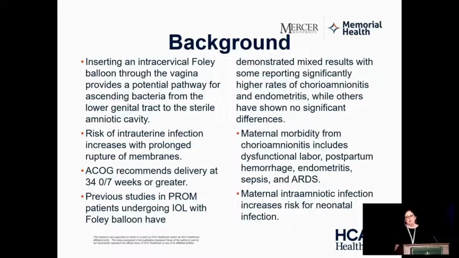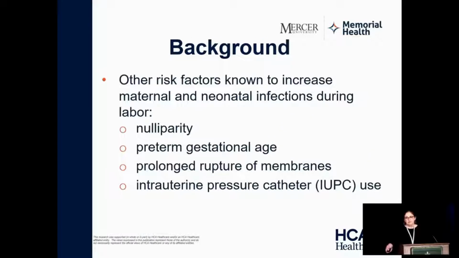This is important because maternal morbidity from chorioamnionitis includes dysfunctional labor leading to potential increased rates of C-sections, postpartum hemorrhage, endometritis, sepsis, and acute respiratory distress syndrome. It's also important because we know that increasing maternal intraamniotic infections during labor increases the risk for subsequent neonatal infection. Some of the risk factors that we know increase maternal and neonatal infections during labor are nulliparity, preterm gestational age, prolonged rupture of membranes, and intrauterine pressure catheter use during labor.